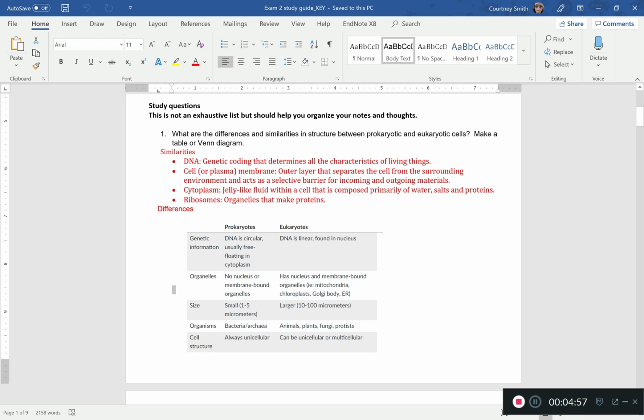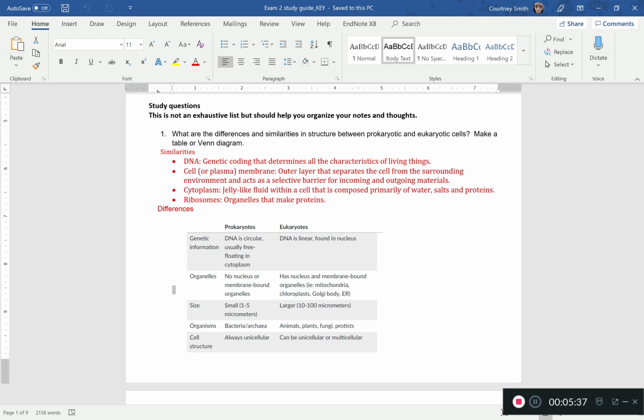They both have some kind of cellular membrane, an outer shell, if you will, that separates the cell from its surrounding environment. With the cellular or plasma membrane, it acts as a selective barrier, like border patrol, on whether or not something can come in and out of the cell. And they both have cytoplasm, which is like a jelly fluid for the cell, and it's primarily composed of water and some proteins.